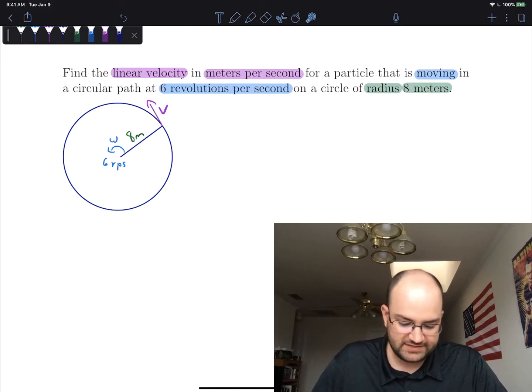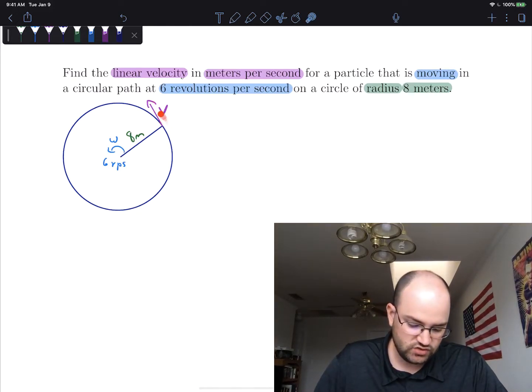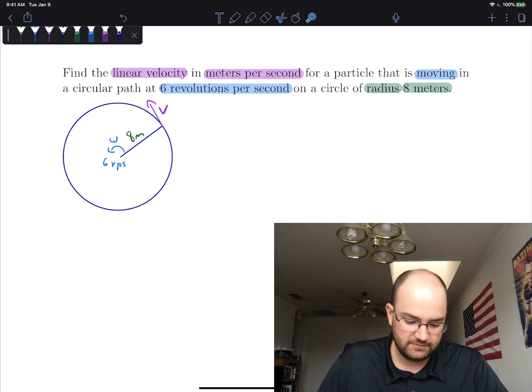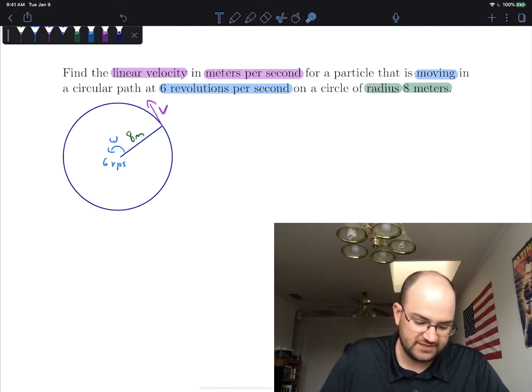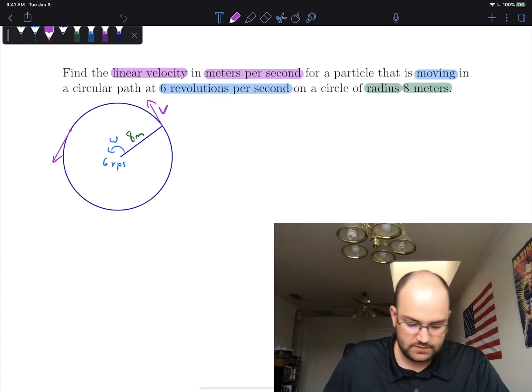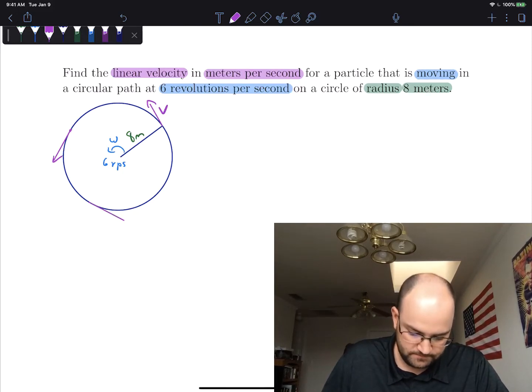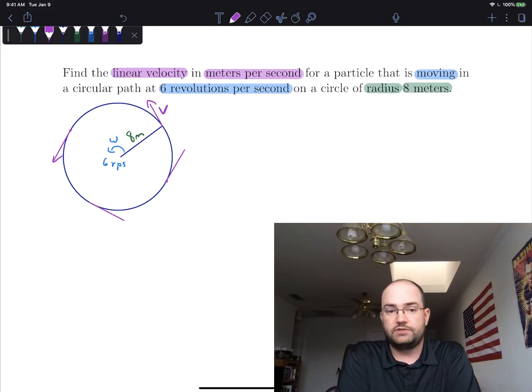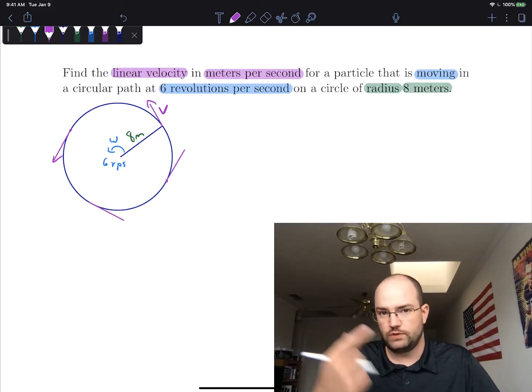Now notice that the velocity is technically tangential to the circle at whatever point you're looking at. So here, that's the direction of the velocity. Here, you would have the direction of the velocity be right there. Here, the velocity would be that way. Here, the velocity would be that way. So there you go. We want to find out what the magnitude is, though, because the actual direction is changing all the time.